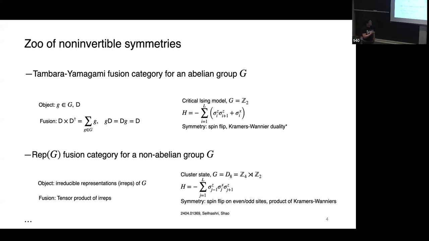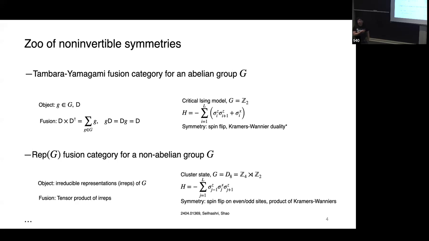On the lattice, the simplest model is the critical Ising model, with the abelian group being Z2. On the lattice, the Z2 is realized by spin flip, and the non-invertible one is realized by the Kramers-Wannier duality. I will discuss these models in detail in the next page.